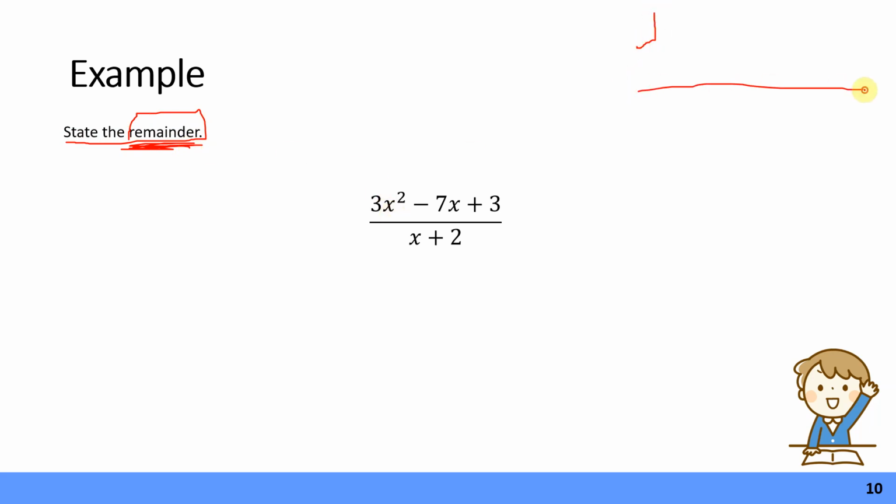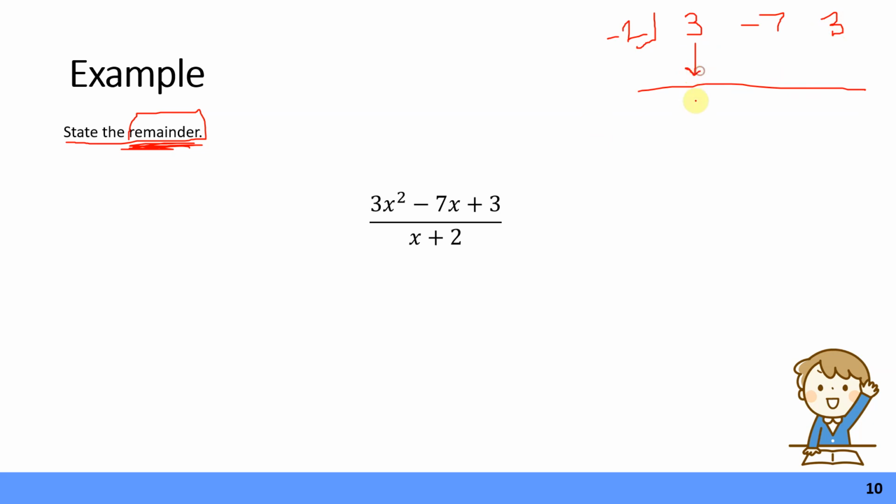If you wanted to do synthetic division, you would have to do the opposite of 2, which is -2. You would have to list all these numbers up here. So you would have 3, -7, and 3. Again, you don't have to do this, but I just want to show you what happens, right? So let me just go ahead and do this real quick.